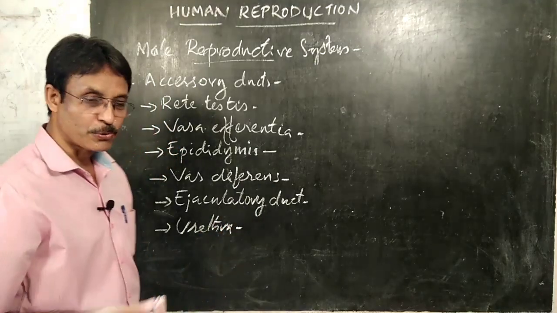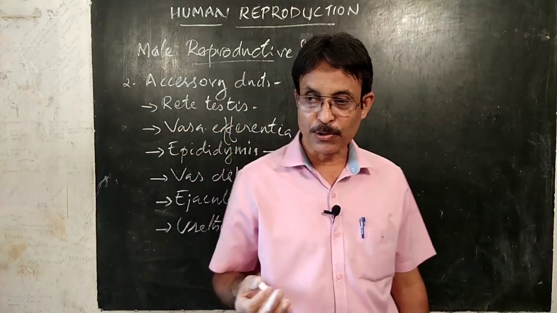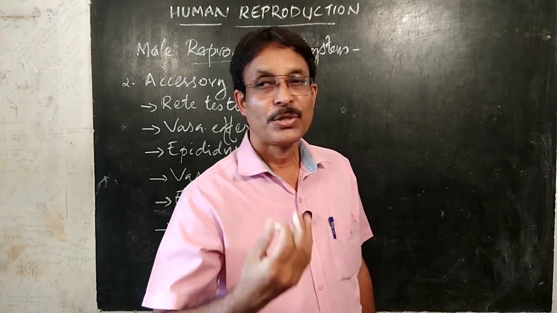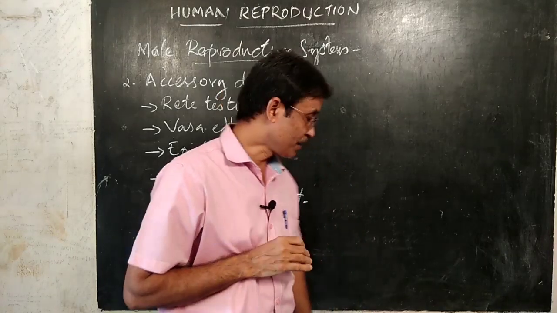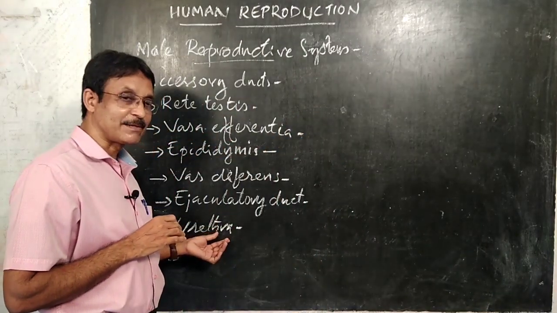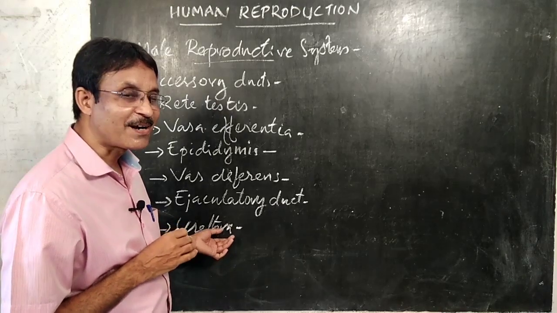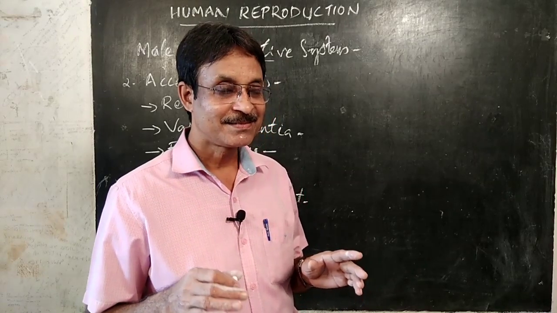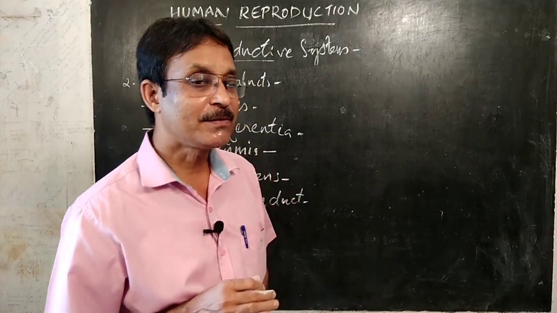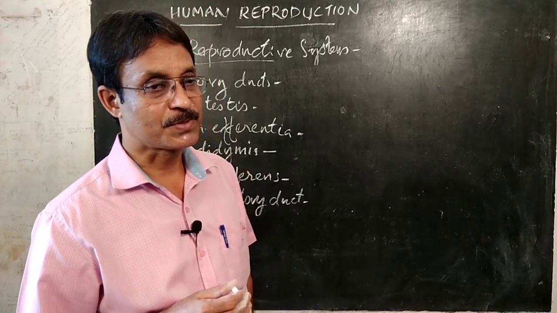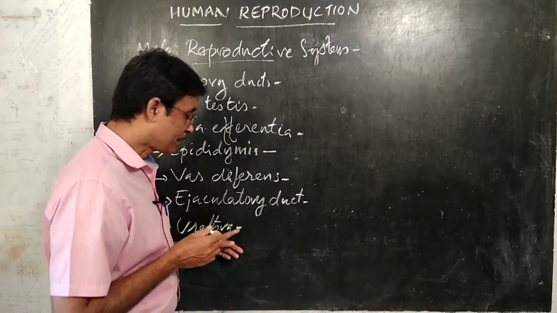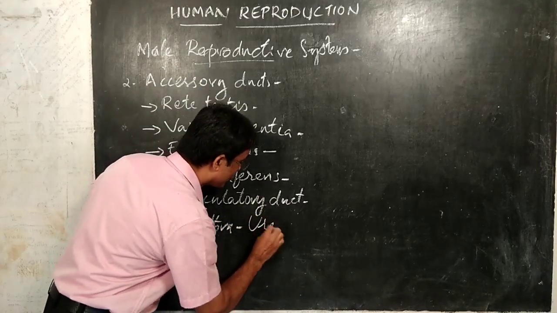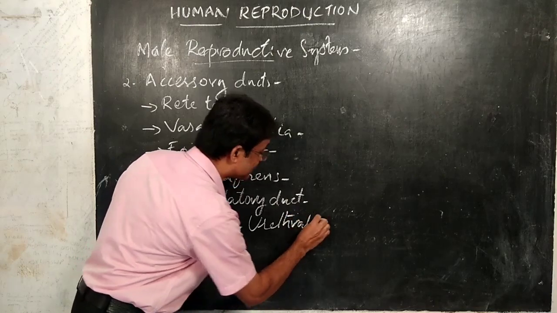You have studied what is urethra. Urethra is the tube through which the urine is passing out. So through the same urethra the sperms are also moving out. Thus urethra is a common tract for the passage of both urine and semen or sperms. Then this urethra opens out, and the opening of urethra is called urethral meatus.